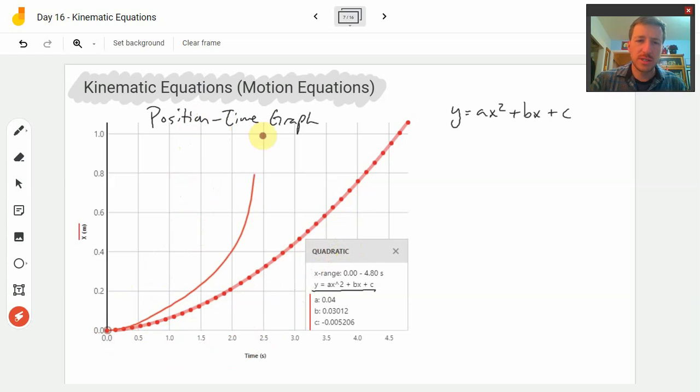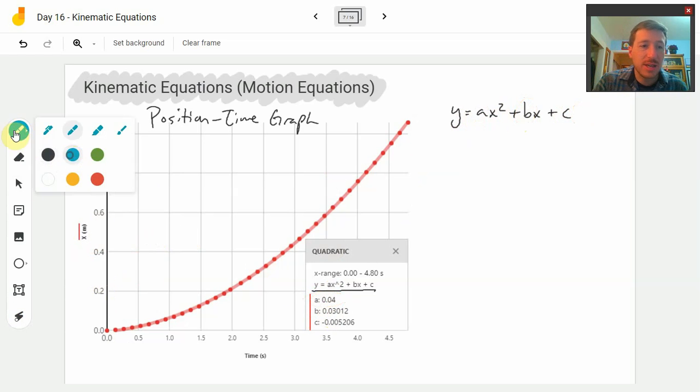Okay, so a determines the steepness, b determines the initial kind of slope, and then c actually determines where it is. So if it has a c of 0.4, it's going to be starting up here. It's going to be crossing the y-axis there. So that's the general form of an equation for a parabola. And so these numbers each kind of represent something. Now I already talked a little bit about what this a represents. And we said 0.04, and we noticed that that is actually half of the acceleration.